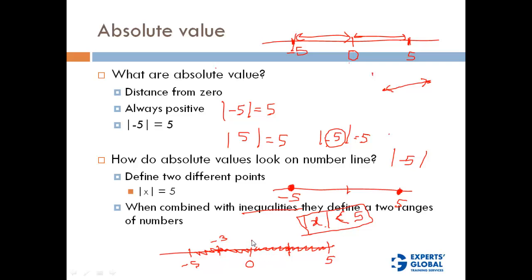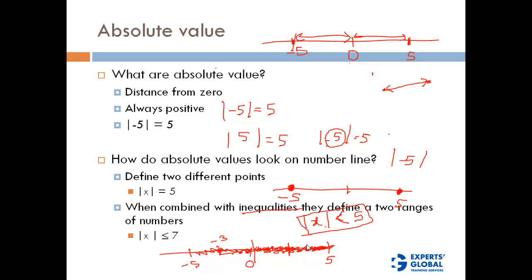So we are basically talking about two regions separated by 0. We are talking about one region in the positive area, the other region in the negative area. So whenever we have inequalities and absolute values coming together, we are talking about two different regions.